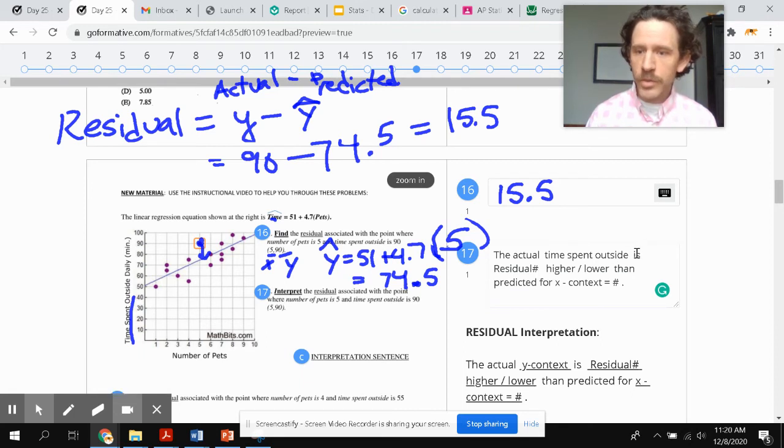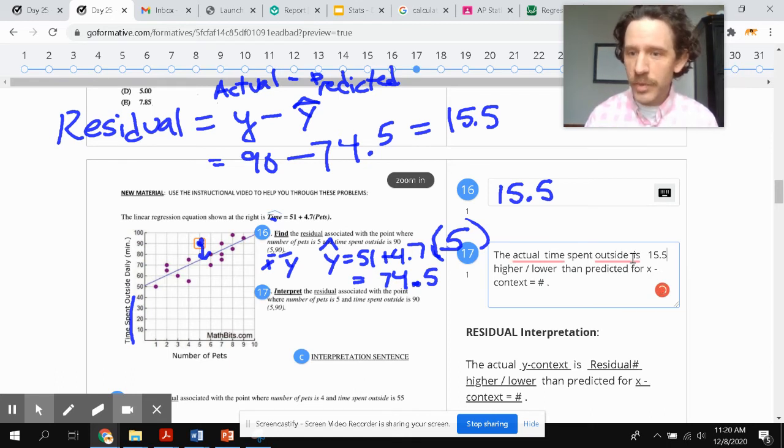The next part is what was our residual? It was a positive 15.5. So take that and we plug that in. It's positive 15.5. So the actual time spent outside is 15.5. Is it higher or lower? Well, we can even see that in the point, but also the residual is positive. So we say higher. So I remove that. Higher than the predicted, higher than the line, right?